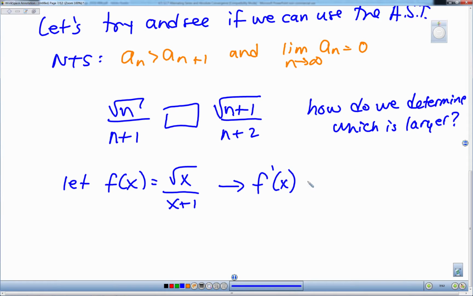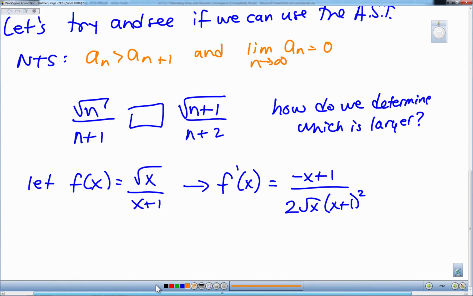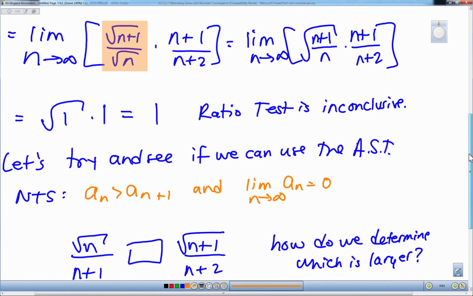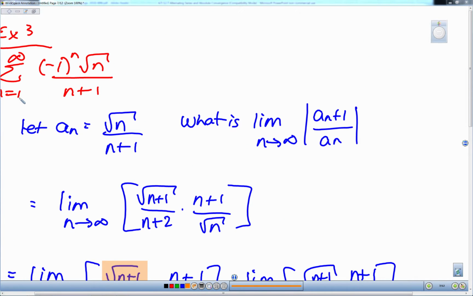And after you simplify that, you're going to end up with negative x plus 1 over 2 root x times x plus 1 squared. Now I've already taken the time to simplify this right here. Hopefully what you're seeing though is that for all values of x that are in the x values that we're even interested in trying, and which x values would we be interested in trying? All the n values from 1 to infinity.